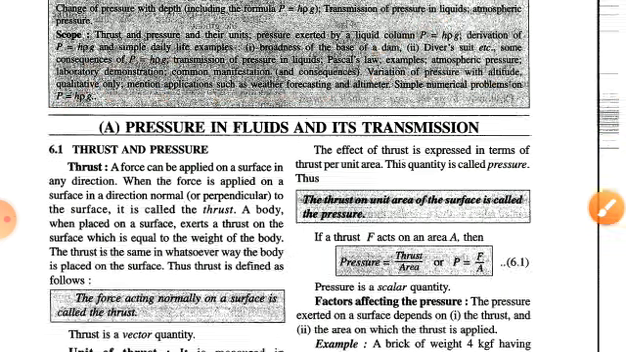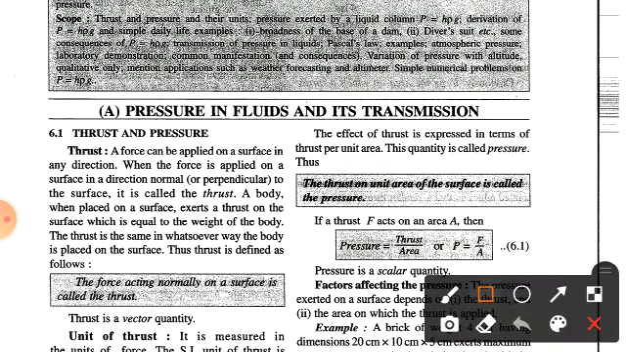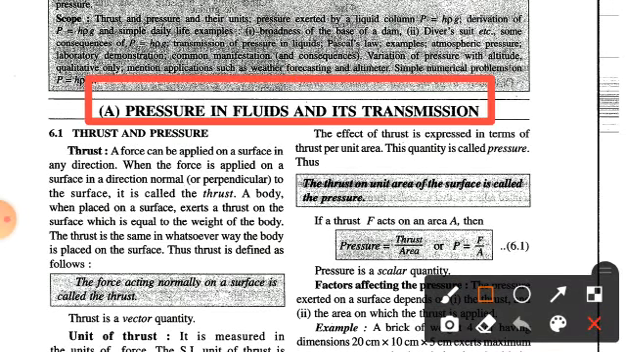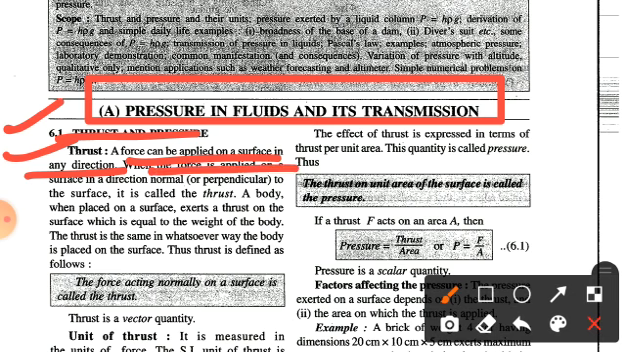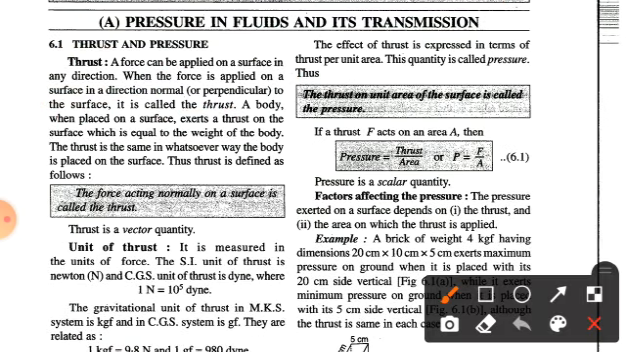Clear? So here you can see the first topic is pressure in fluids and its transmission. Clear? So we will start with thrust and pressure. What is thrust and pressure? First we talk about what is thrust. A force can be applied on a surface in any direction. When the force is applied on a surface in a direction normal to the surface, it is called thrust. Clear? A body when placed on a surface exerts a thrust on the surface which is equal to the weight of the body. Clear? The thrust is the same in whatsoever way the body is placed on the surface.